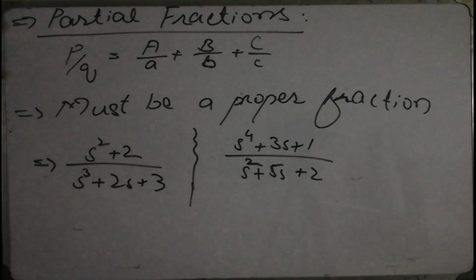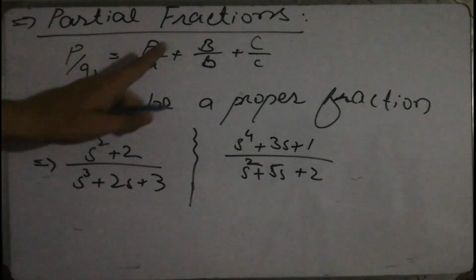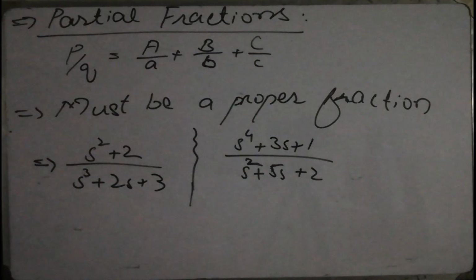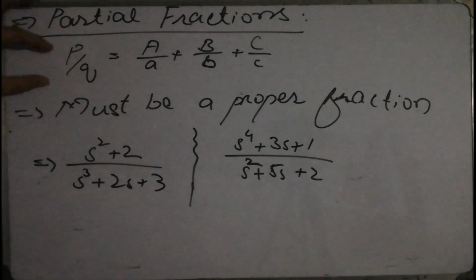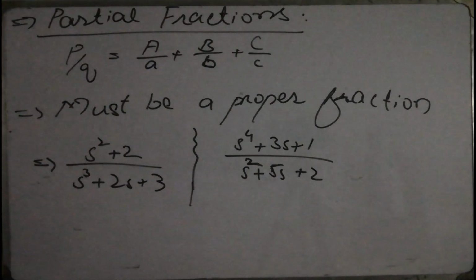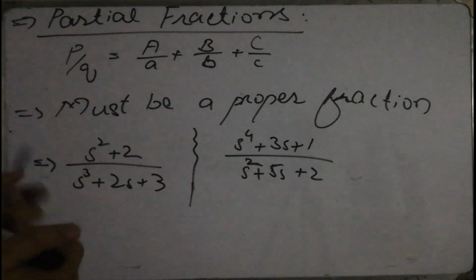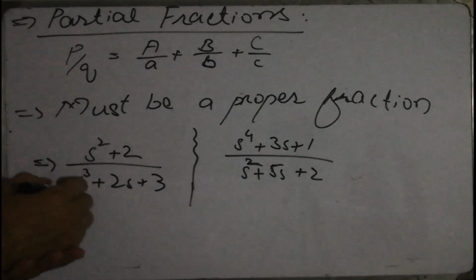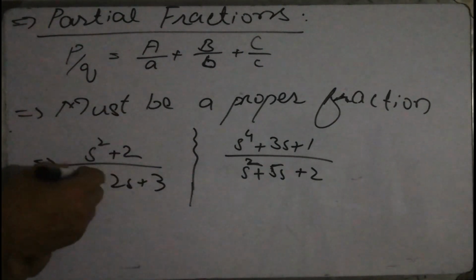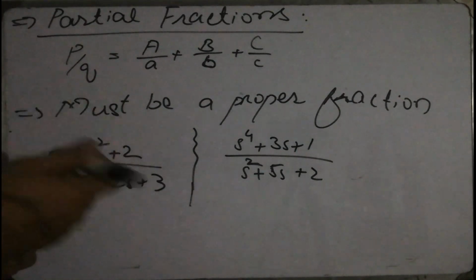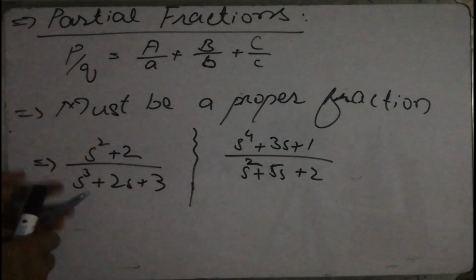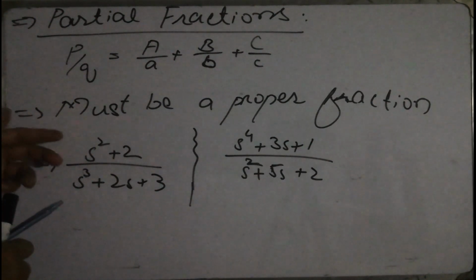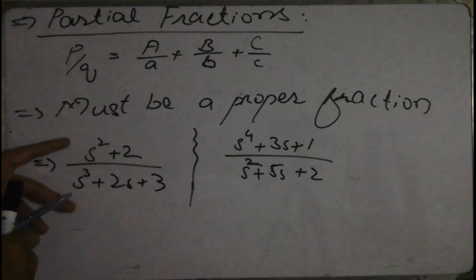And the first requirement for conversion of a fraction into its partial fractions is that it must be a proper fraction. If it is not a proper fraction, then you cannot convert that fraction into its partial fractions. And what do we mean by proper fraction? In a proper fraction, the degree of the numerator is always less than the degree of the denominator. In other words, the highest power of the denominator must be more than the highest power in the numerator. Like in this case, the highest power is cube, while the numerator has the highest power as square, so it is a proper fraction.